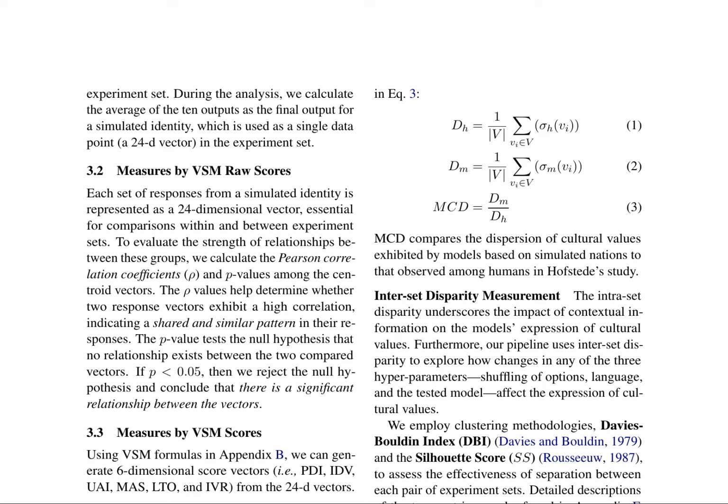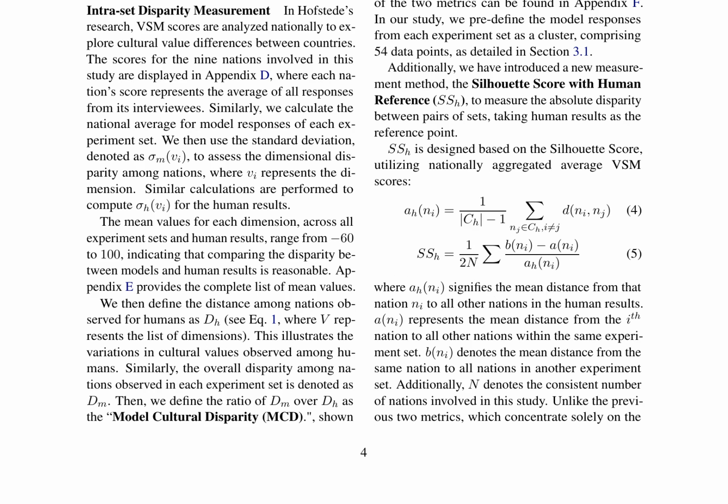6-dimensional score vectors are calculated from the 24-dimensional vectors using VSM formulas. Intraset disparity measurement is used to assess dimensional disparity among nations, and interset disparity measurement explores how changes in hyperparameters affect the expression of cultural values.